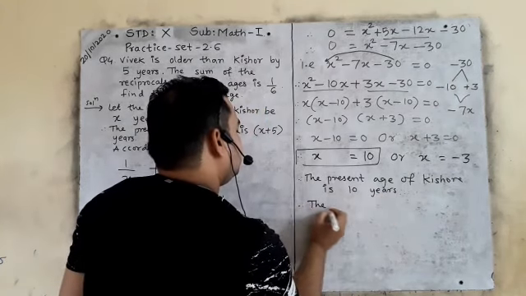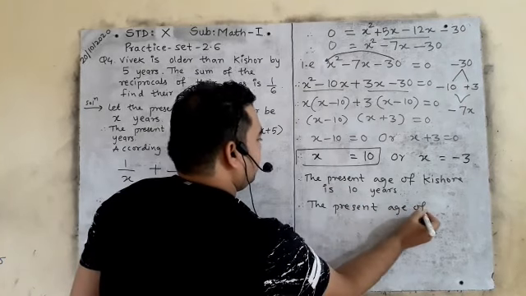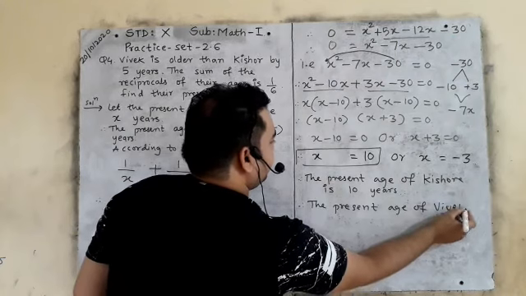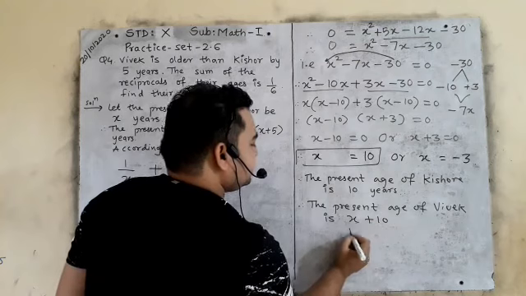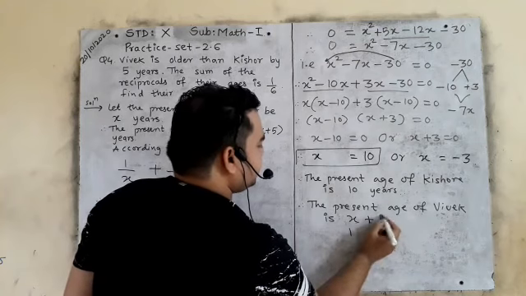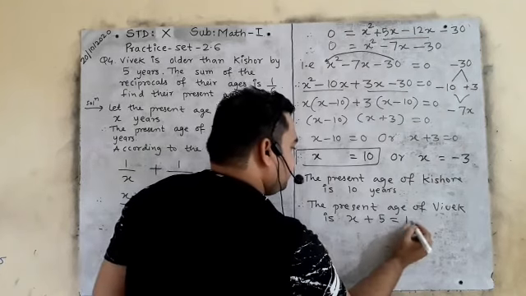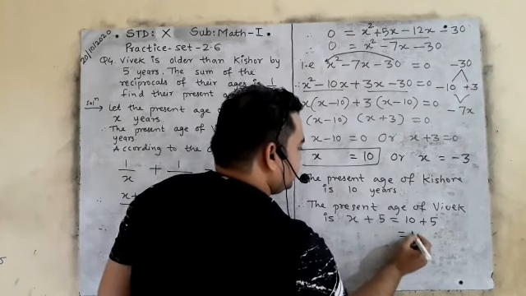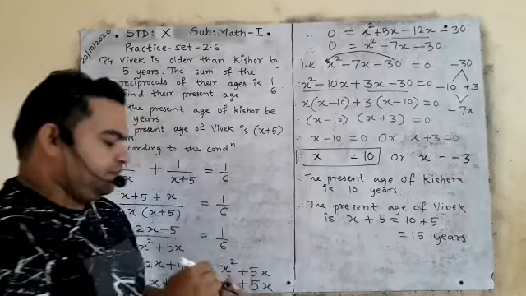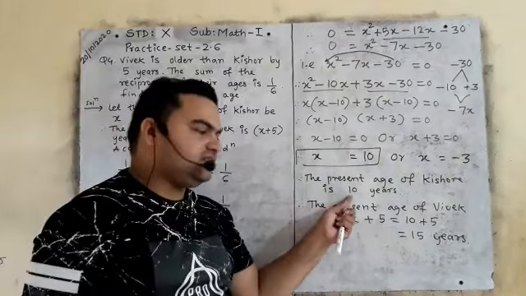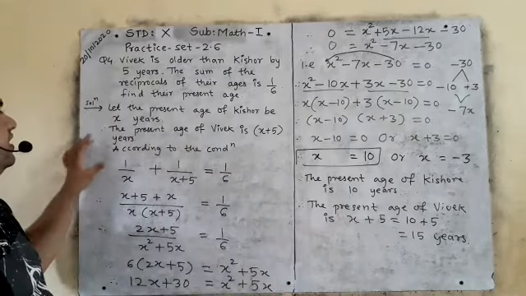Therefore the present age of Vivek is x plus 5. x plus 5 means the x value is 10 and plus 5. So it is 15 years. I hope you understood. The present age of Kishore is 10 years and the present age of Vivek will be 15 years. Here everything is clear.